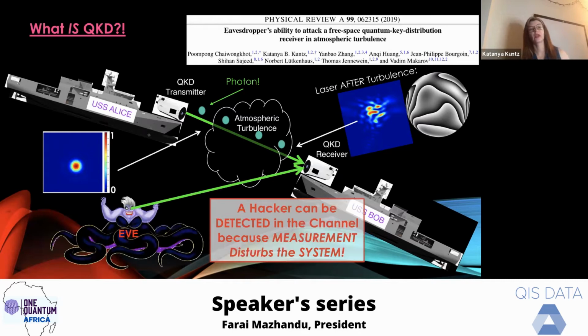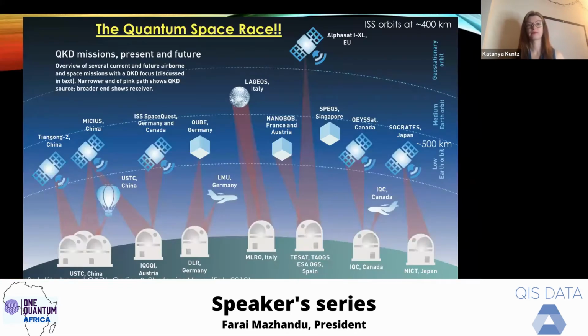Now, the really cool thing is that not only, so remember Alice and Bob are the two parties trying to communicate. So not only are Alice and Bob's signals being disturbed, but also Eve the eavesdropper. Eve, the evil person trying to listen in, is also going to have their beam affected. So the fact that A, their beam gets affected, and B, a hacker can be detected in the channel because measurement disturbs the system, these are the ways that we can keep QKD from being vulnerable.